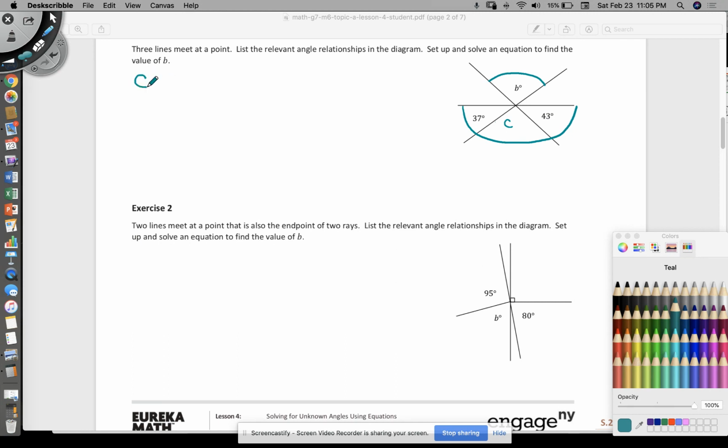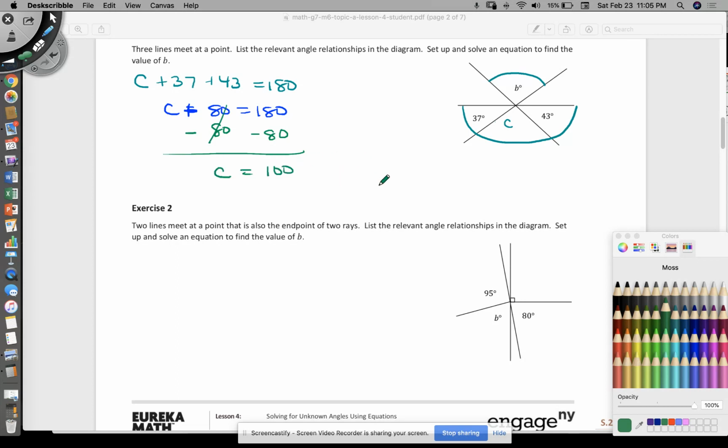So let's set that up. C plus 37 plus 43 is going to equal 180 degrees. So we add those two together, and we get 80. C plus 80 equals 180 degrees. Now I want to get the C by itself, so I'm going to subtract 80 from both sides. Those cancel, and C equals 100. Now, if C is 100, so is B. And why? Because these are vertical angles of each other. So you solve two things at once.